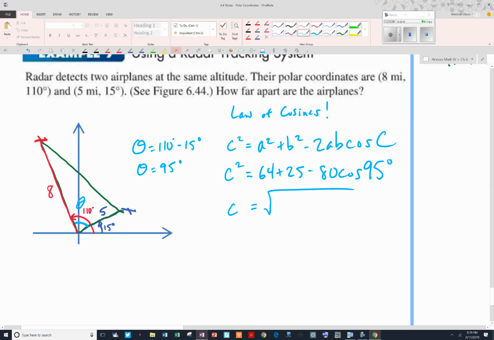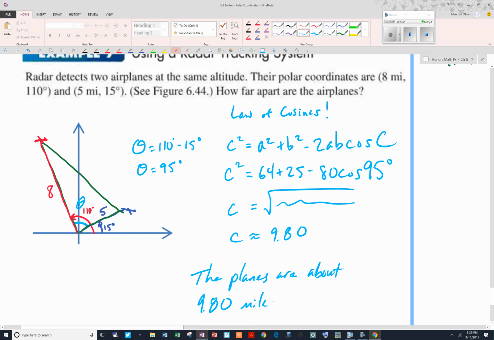You can get that on your calculator, but you should get, for c, about 9.80. So the planes are about 9.80 miles apart. I went to the hundredth, since we went to the hundredth in a lot of our problems, so that's why I just have the 9.80 there.